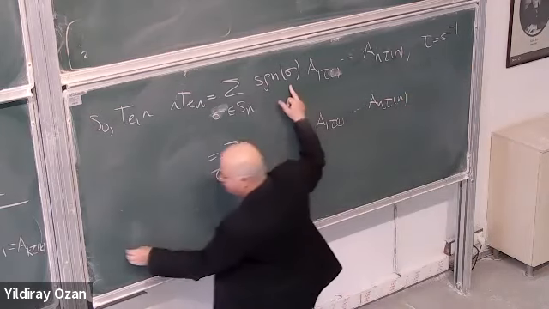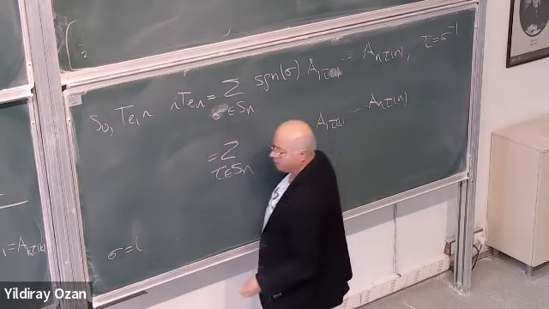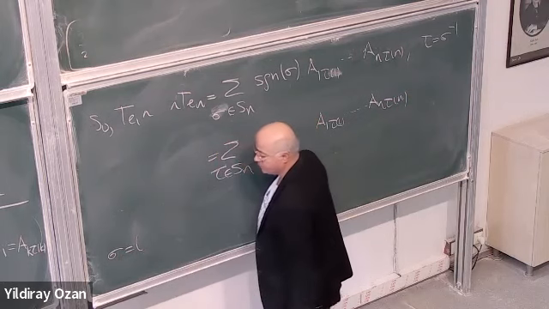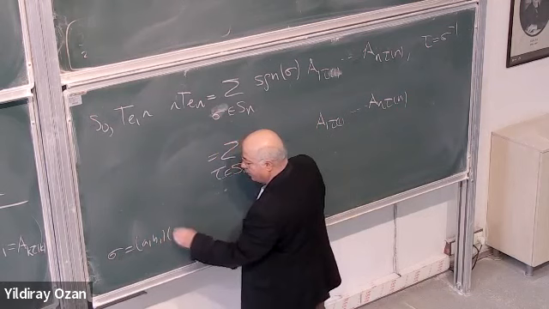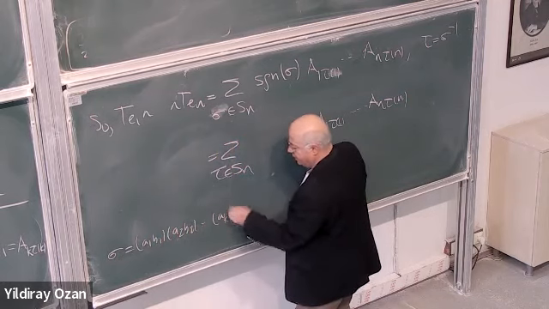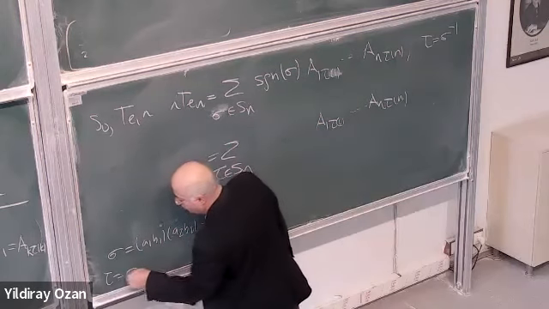Well, whatever sigma, if sigma is, let's say, a product of K transpositions, say A1, B1, A2, B2, up to AK, BK. What is sigma inverse?